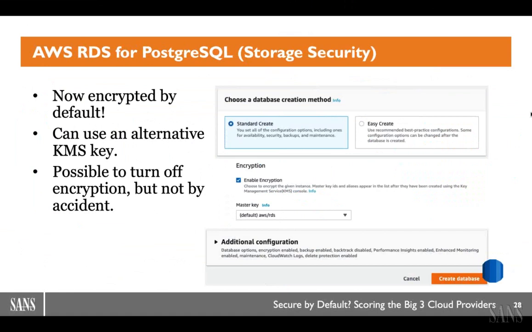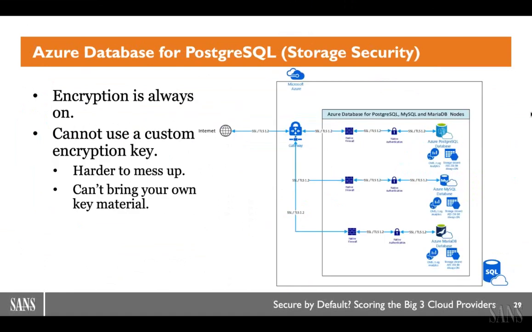You can alternatively use a different KMS key that you define. The key material can be managed in AWS or externally. If you have a valid reason to turn off encryption, you can do so. However, the UI is now laid out such that it's very difficult to do this by accident. So that's really nice. The section on Azure was pretty difficult to research because Azure's jargon here is fairly weird.